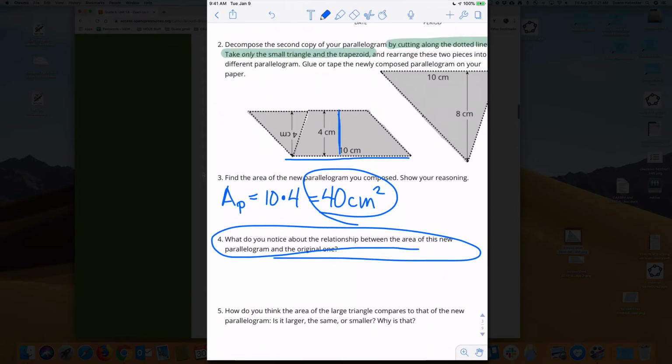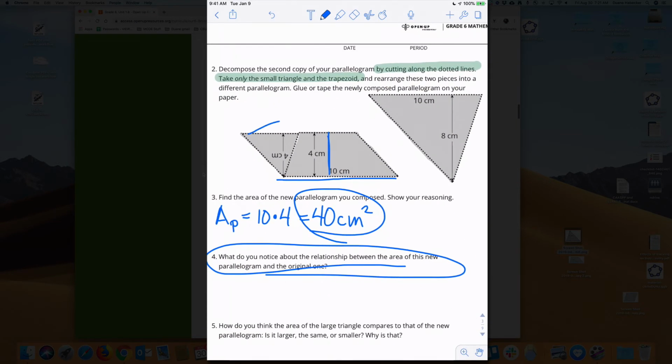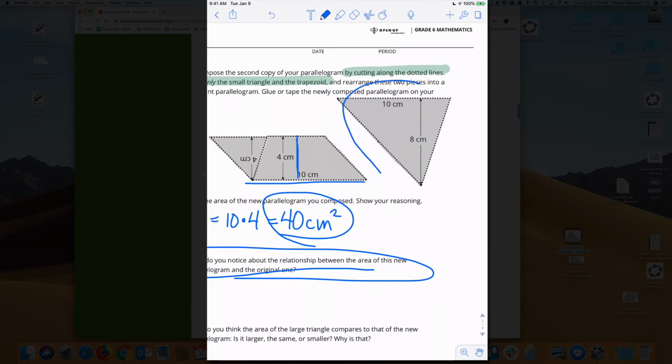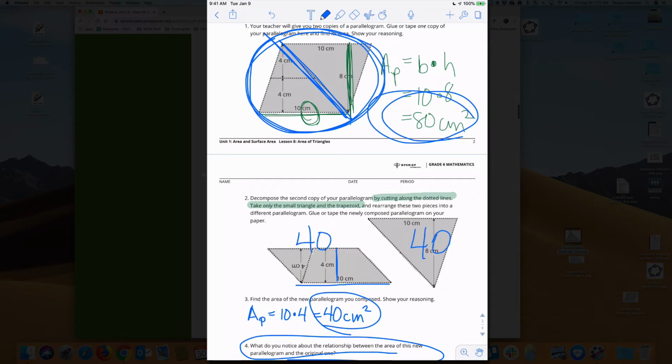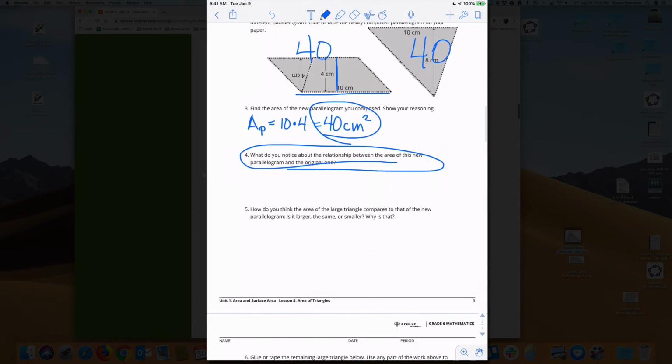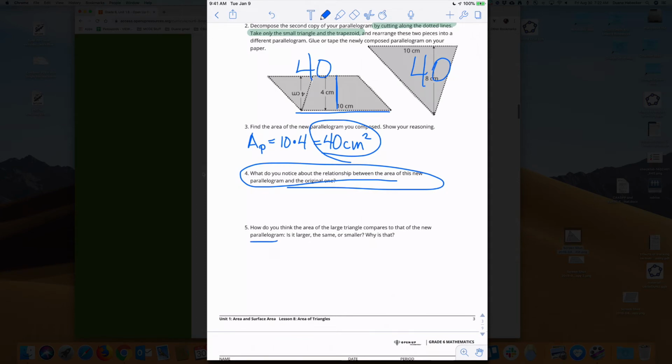Okay, so what they're saying is, if we know that this one right here has an area of 40 square centimeters, the big question is, what's the area of this one right here? It's going to be 40, isn't it? Because we started here, which was 80, and cut it in half right along here. So this is 40 and this is 40. So there's our relationship between the parallelogram and the triangle.